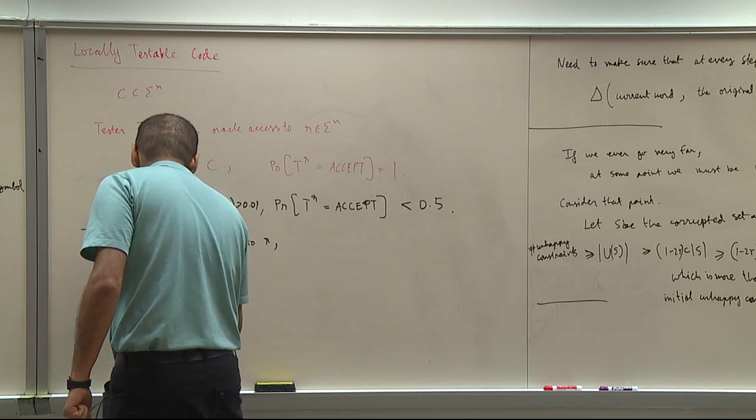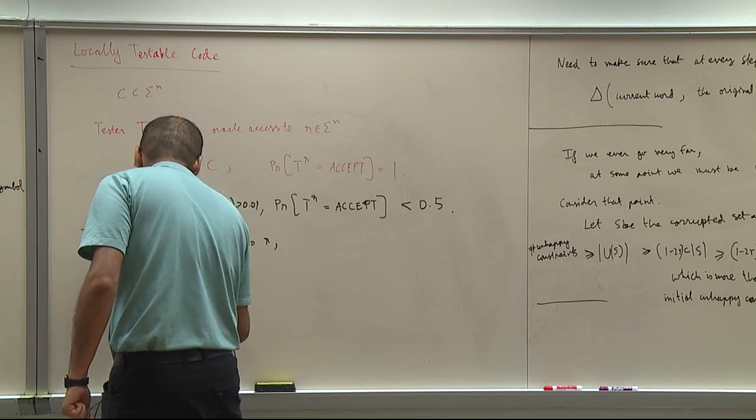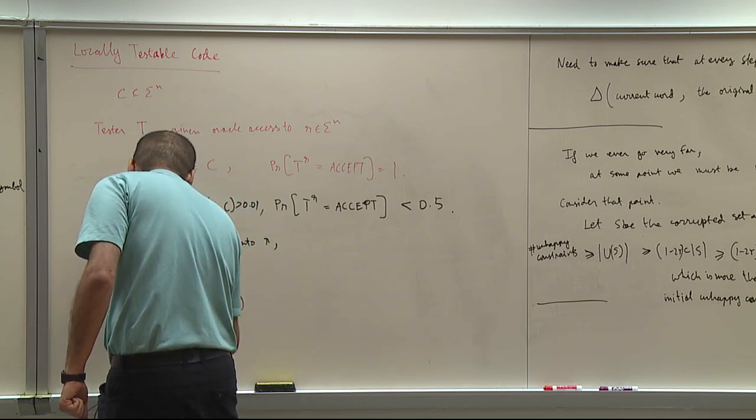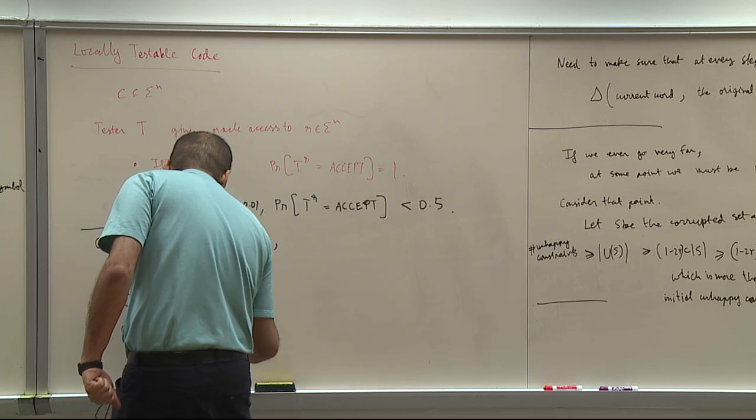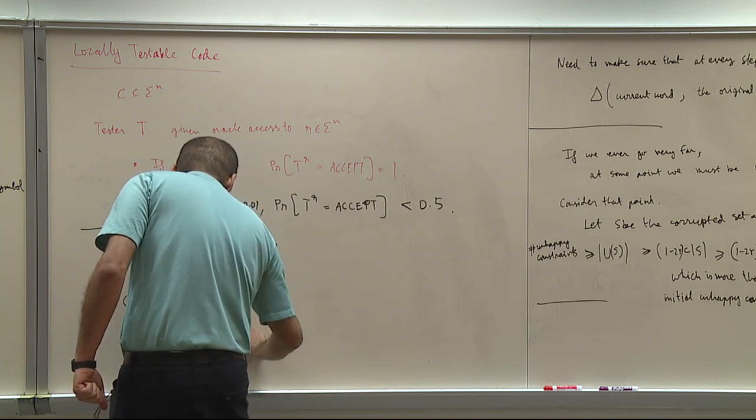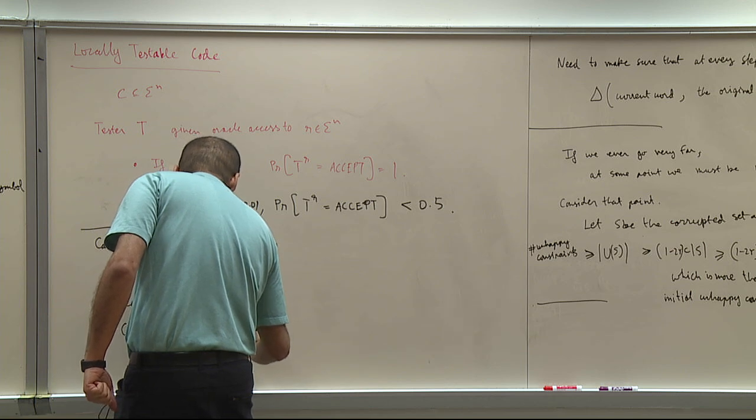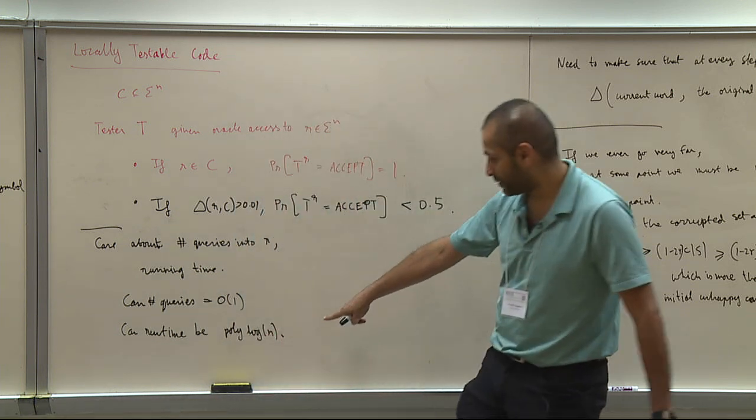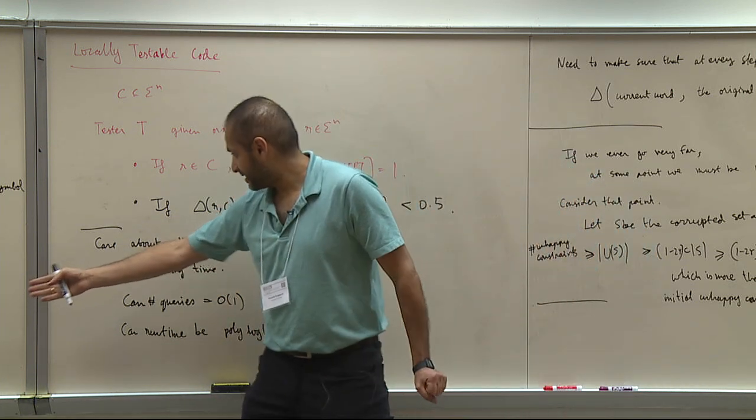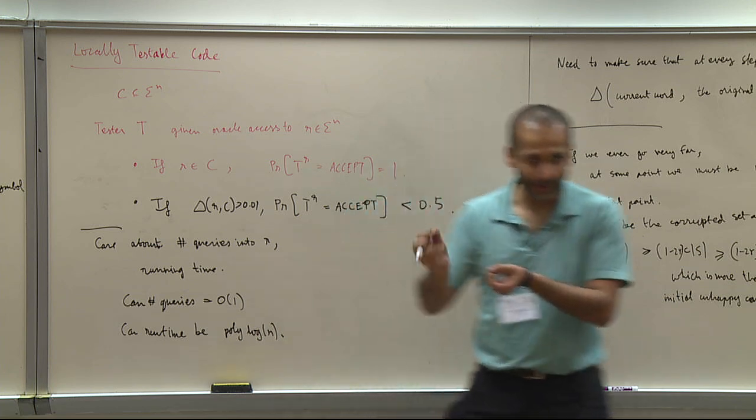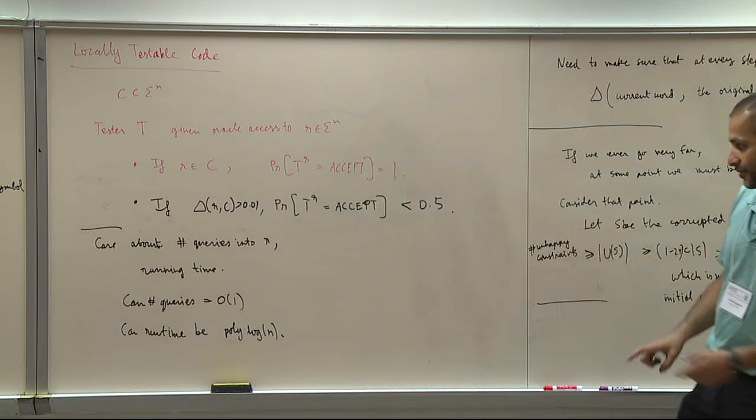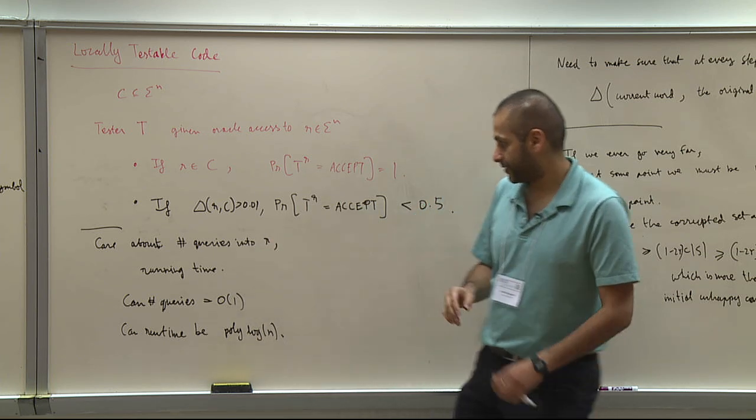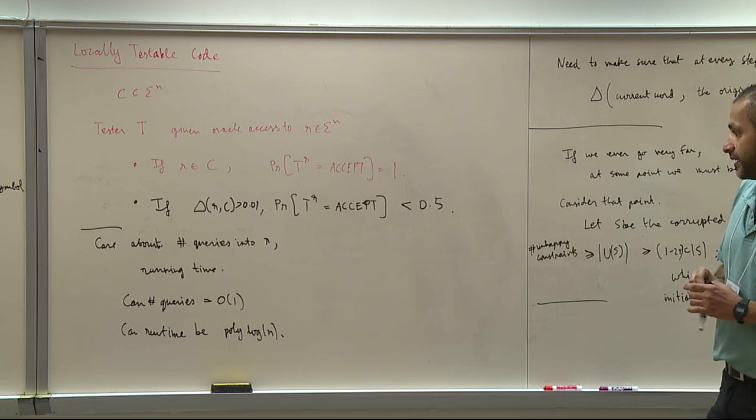Good questions are, can the number of queries be constant? Can the running time be polylog n? Running time cannot be less than log n, just because the tester and decoder has to be able to talk about the ith coordinate, and that's already log n. So log n is anyway the threshold there, but potentially you could have a constant number of queries for these things.